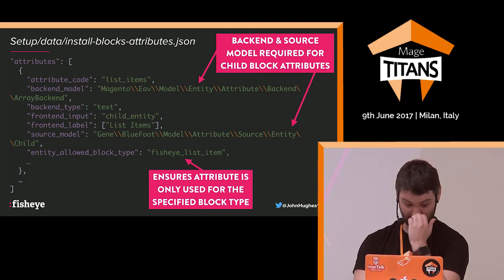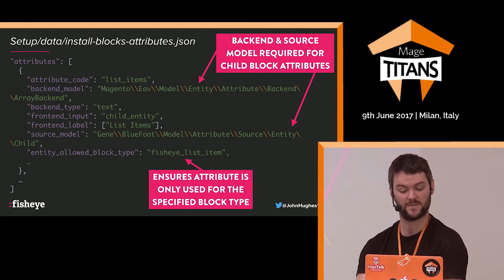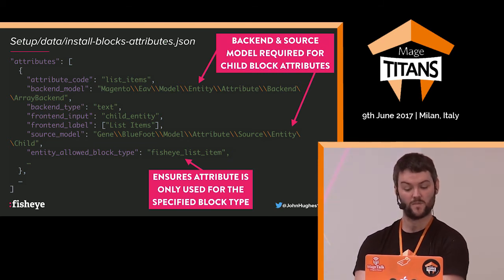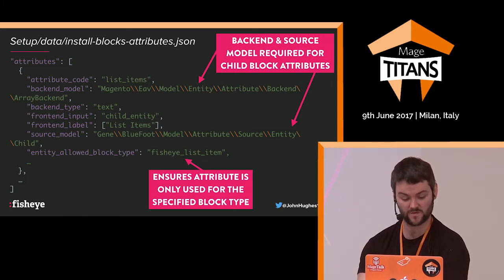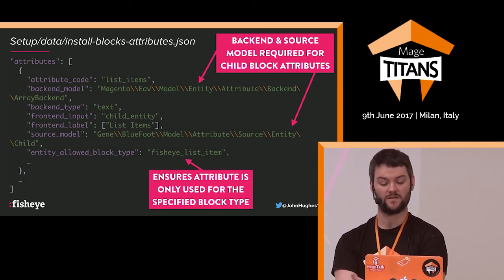This is just a snippet of an example of our list items attribute. We need this attribute to contain our child page builder blocks, and we've got custom backend and source models to allow this to be used for this purpose. And we're also saying at the bottom there that this attribute should only be used for the list item block and nothing else.